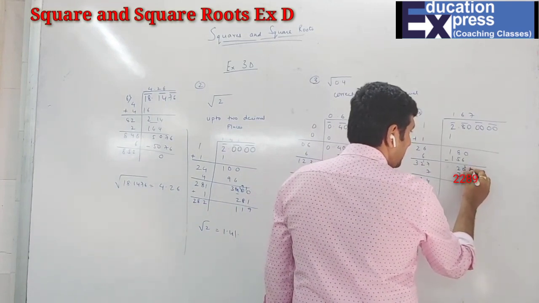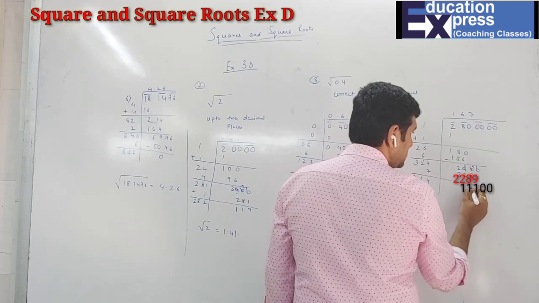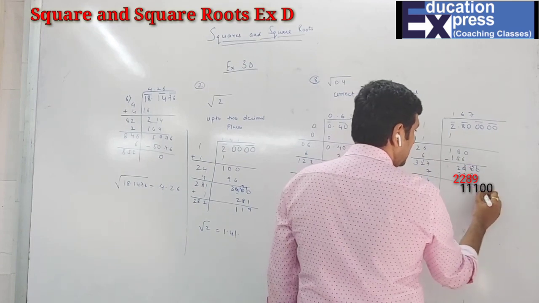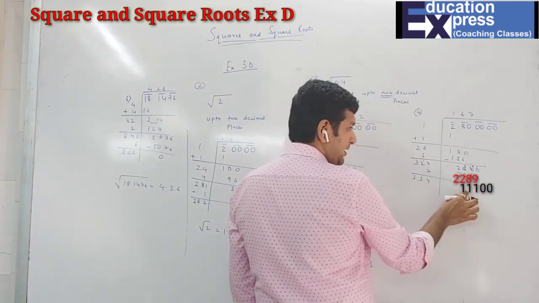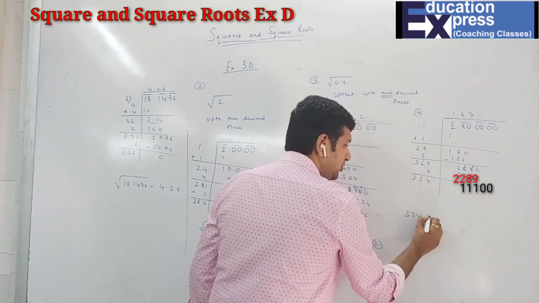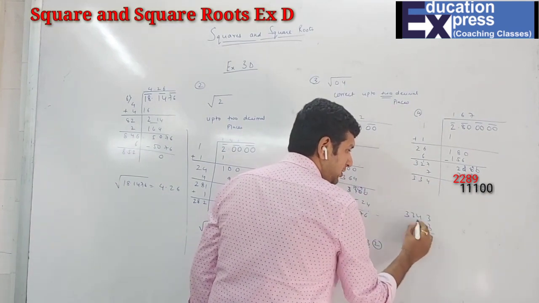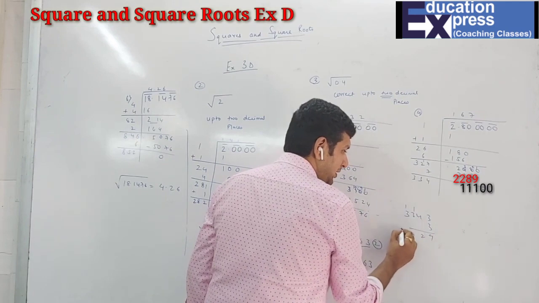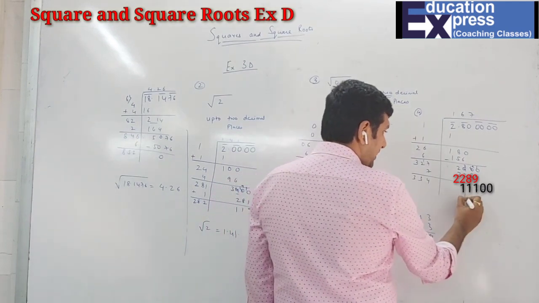10 minus 4 is 6, and double 6. Now 3 3s are 9. Again 3 3s are 9, 3 4s are 12. 3 3s are 9, and this is 10,029.